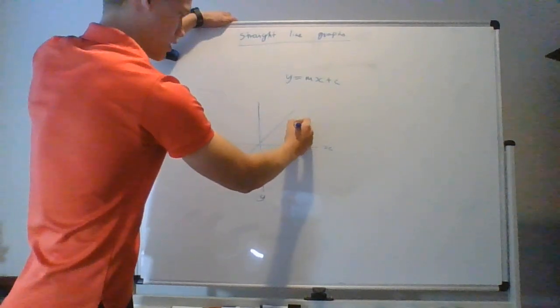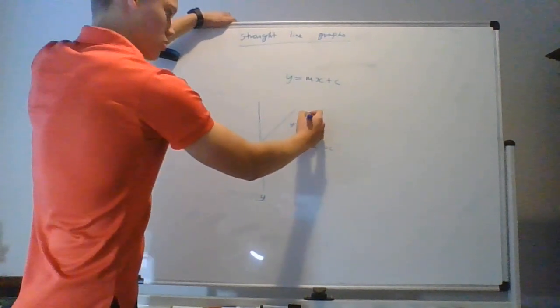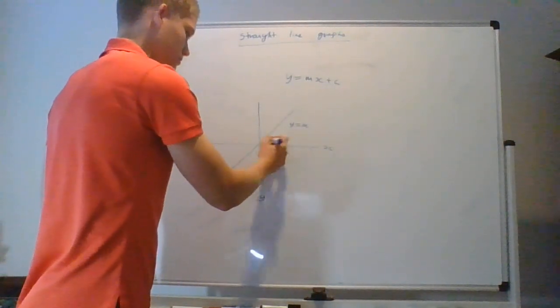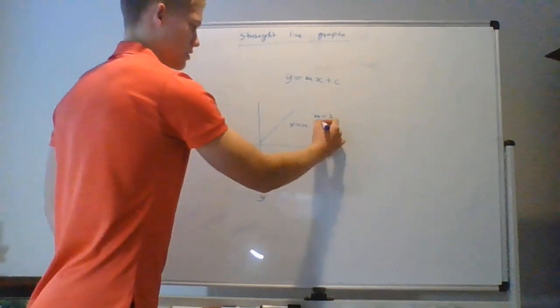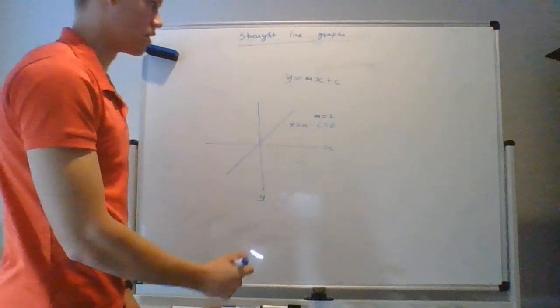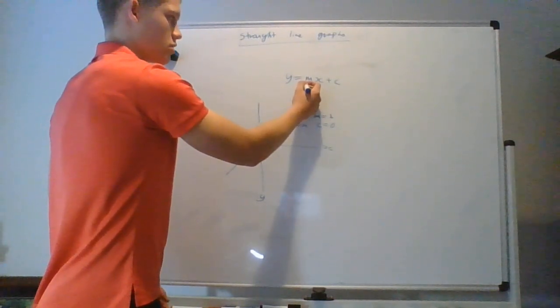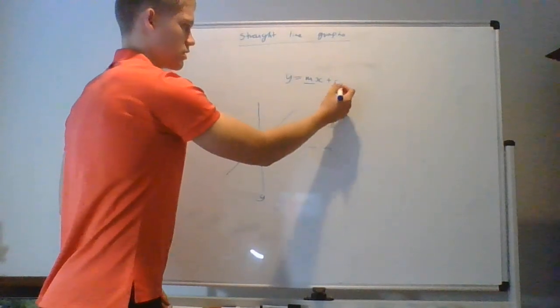So y equals x. Basically, the gradient is 1 and the y-intercept is 0. So m equals 1 in this case and c equals 0. These are probably the two most significant points of straight line graphs, the gradient and the y-intercept.